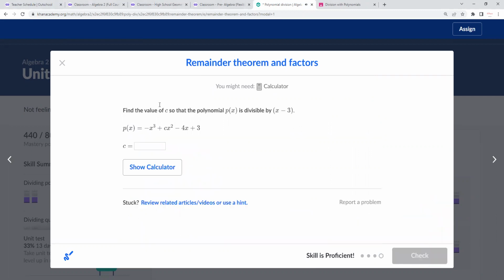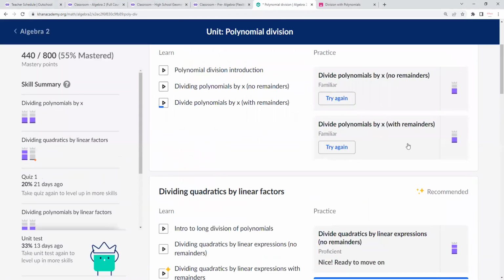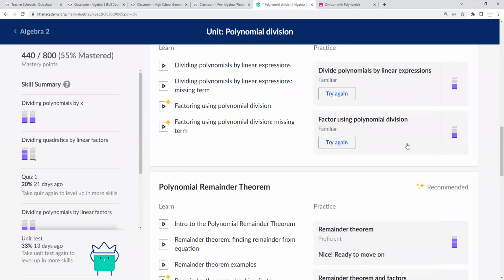And that's that. Same thing here. Plug in a 3. I solve for C. So it's kind of like a lot of repetition. You're just doing long division, plugging stuff in. There's some factoring. There's some solving equations.